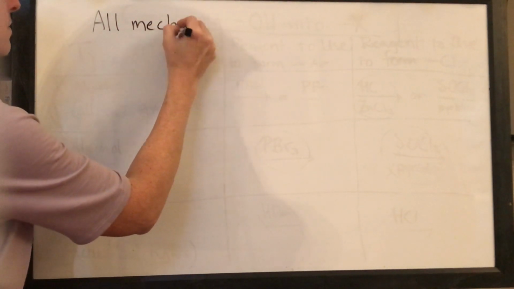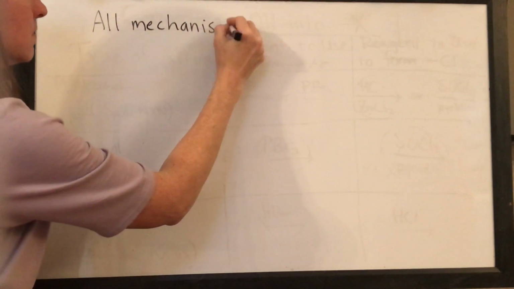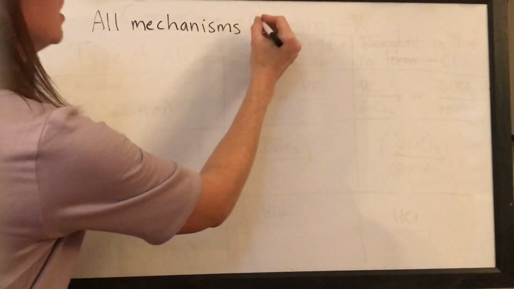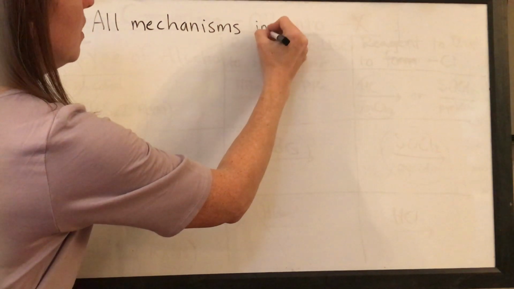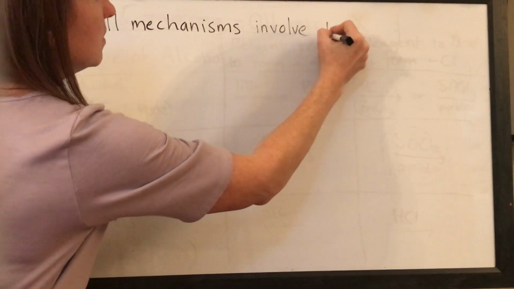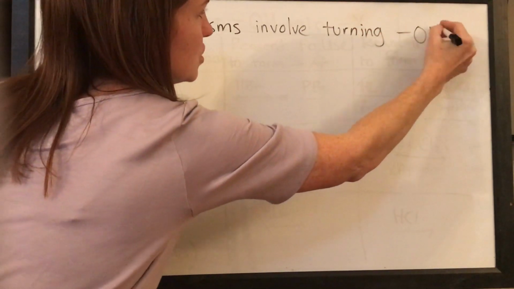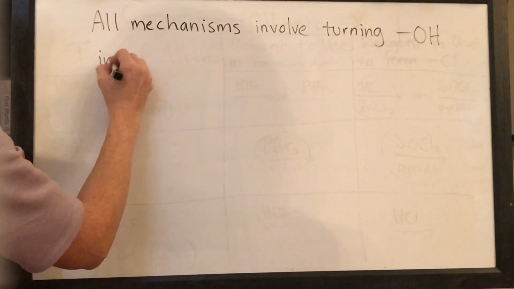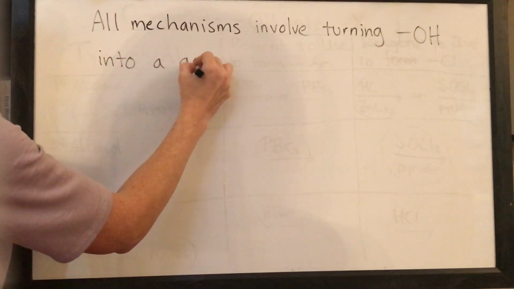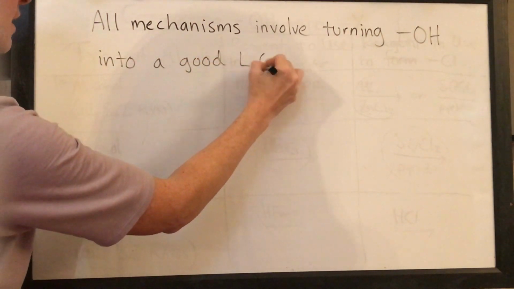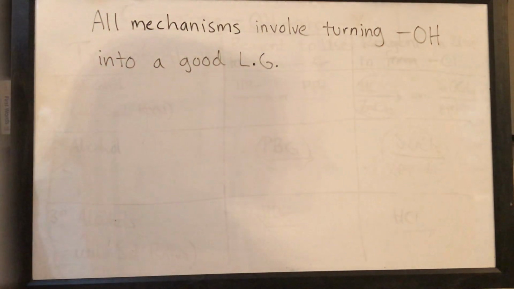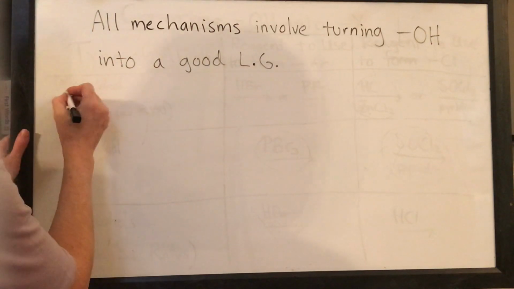Okay, so all mechanisms. They're all a little different from each other, but they all involve turning that terrible leaving group, OH, into a good leaving group. In the past, we've learned how to turn it into a tosylate, or we just protonate it and turn it into water. But now we have a couple other options here.